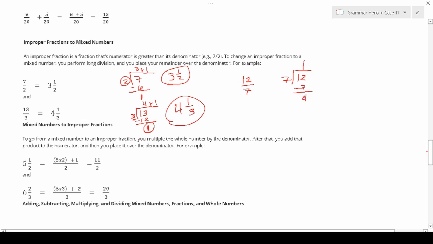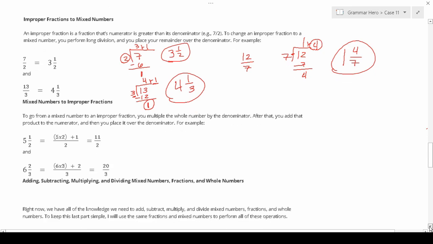Does 7 go into 5? It doesn't, so we know the remainder is going to be 5. And to make this a fraction, we take this remainder, put it over the divisor, so this becomes 1 and 5 sevenths. Okay? So let's talk about the reverse.